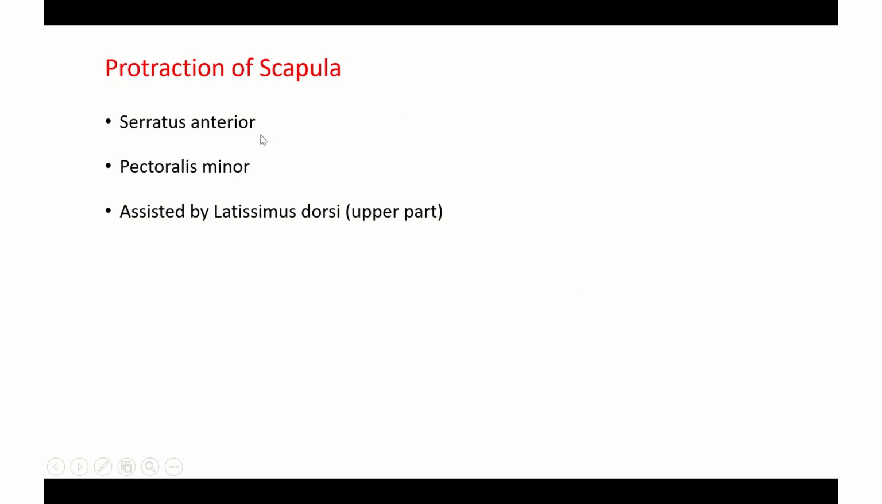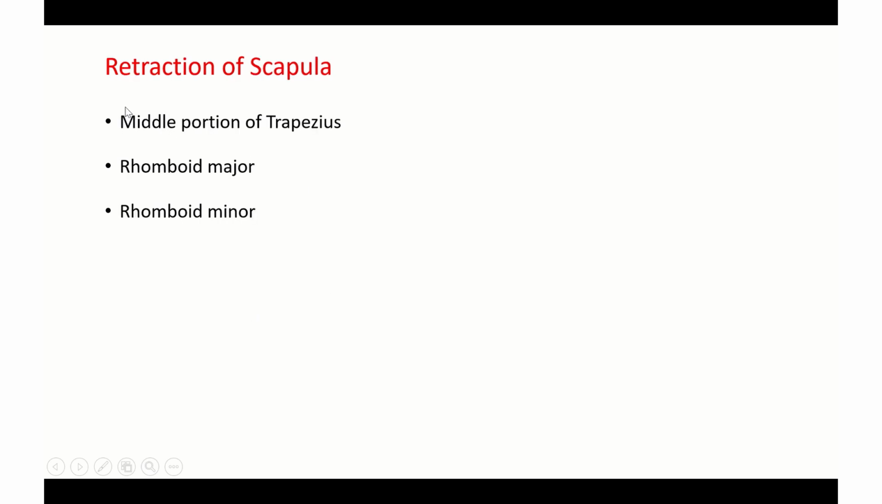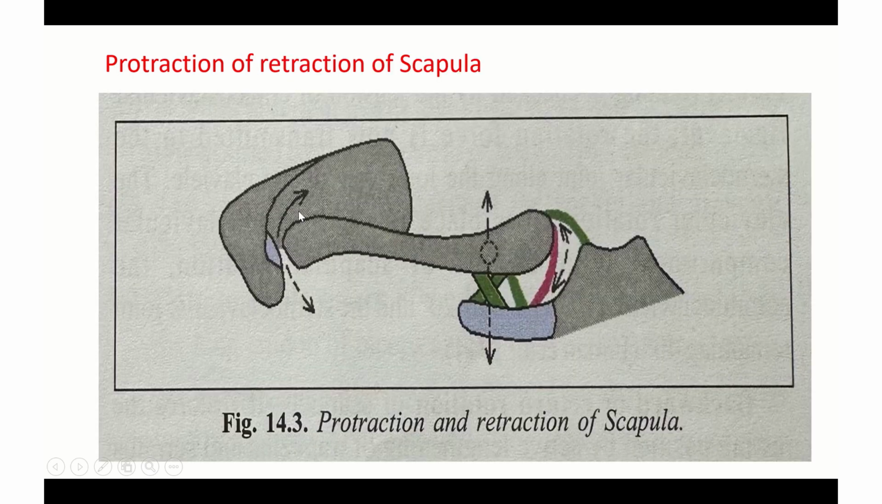So protraction of the scapula is mainly done by serratus anterior and pectoralis minor. It is also assisted by the latissimus dorsi. So throughout this movement, the scapula is just kept approximated to the chest wall. Retraction of the scapula is performed by the middle portion of the trapezius and rhomboid major and rhomboid minor. You can see here, this will be the forward movement, protraction, and this will be the backward movement, retraction.